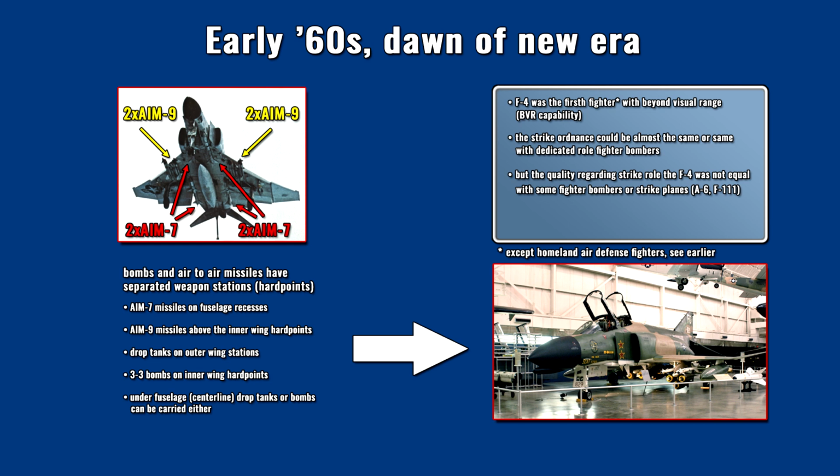However, the fact that the Phantom could be used with such extreme configurations was quite astonishing from the point of view of the early 60s. The single airplane could be used as a top-tier fighter, but it could even be a bomb truck in case of need, within certain limits.